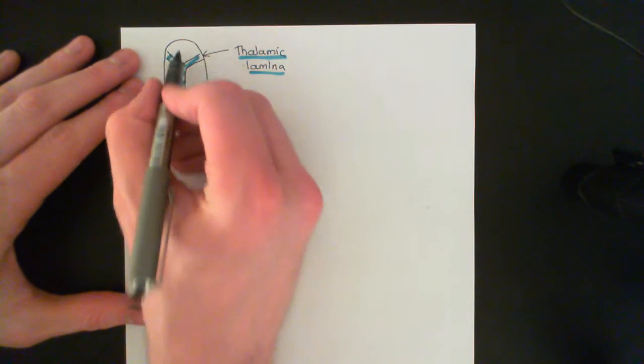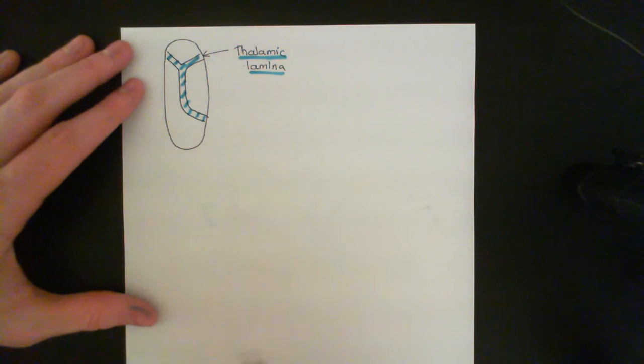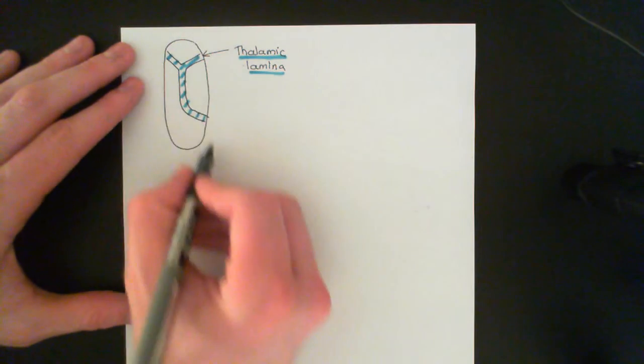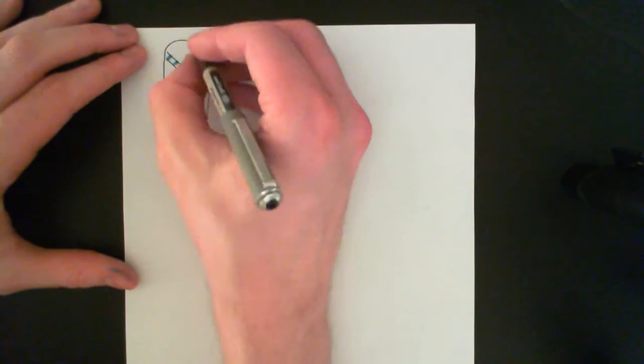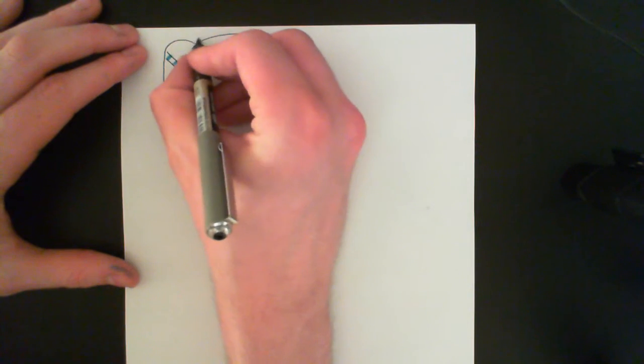So these two sections are now separate thalamic nuclei. This big section is going to be separated into loads of other nuclei, so that bit's going to be more complicated, but these bits are now very simple.